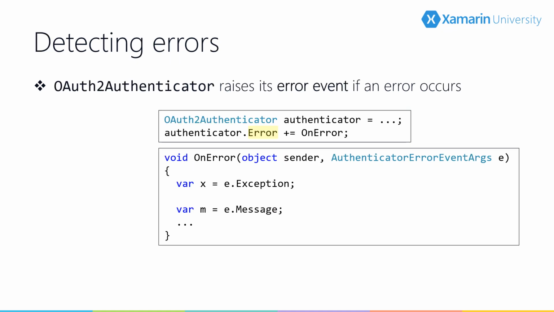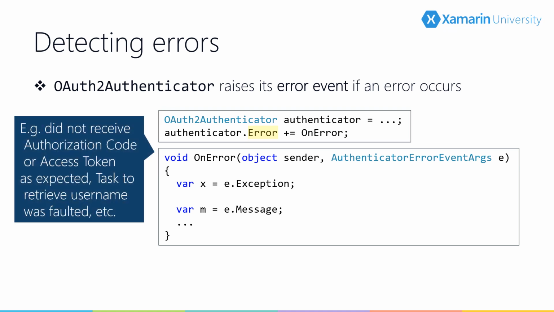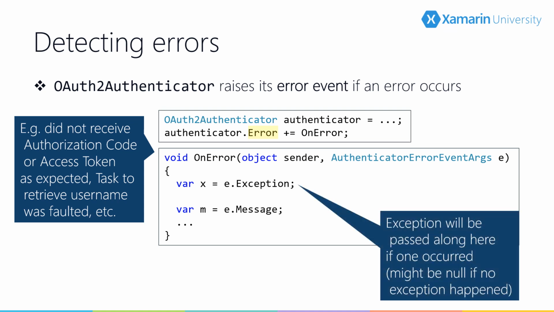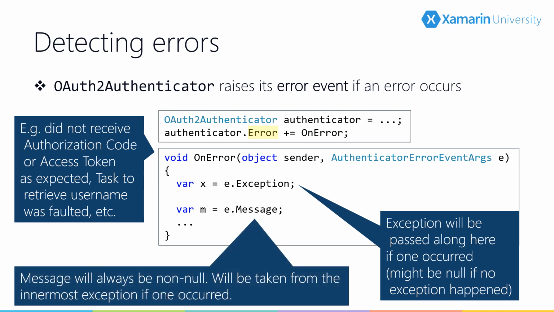The OAuth2 Authenticator will raise an error event when a problem occurs. So to respond to errors, subscribe to the error event on the instance of your OAuth2 Authenticator, which will provide an Authenticator error event args. Exceptions will be included in the exception property if one occurs. Otherwise, this property will be null. And the message property will always provide a string description of the error, and this is in English. If an exception occurs, then the message will be taken from the innermost exception.